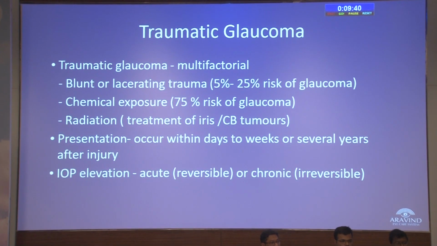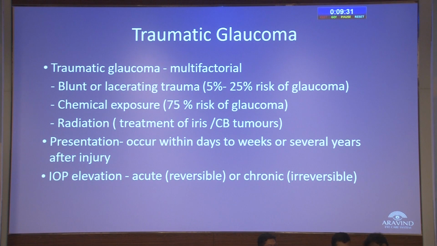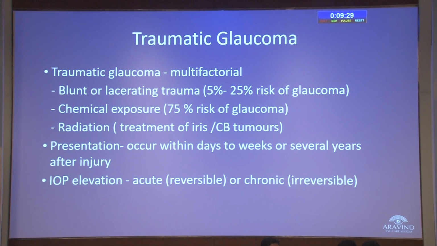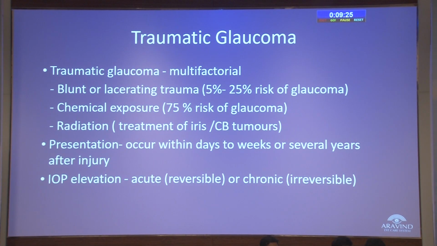So this traumatic glaucoma can happen following blunt injury, lacerating injury, chemical exposure or radiation, and it has a varied presentation. It can happen within days to weeks or several years after injury. And here the IOP elevation can manifest as an acute reversible transient condition, or it can manifest as a chronic irreversible open angle glaucoma or angle closure glaucoma stage.